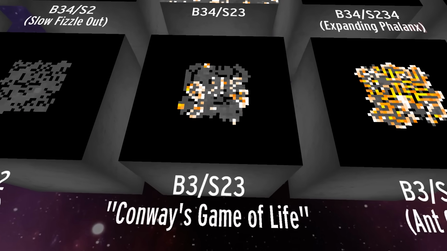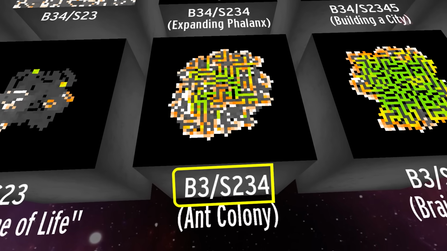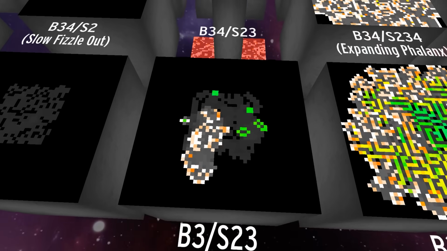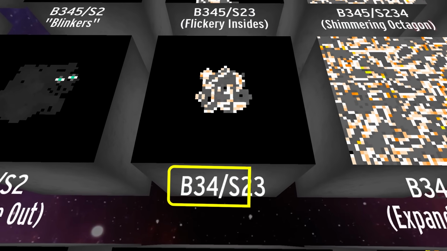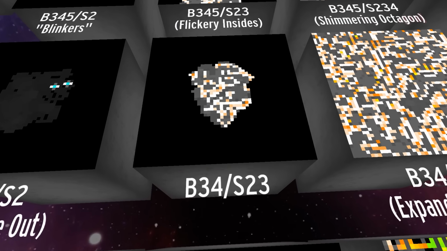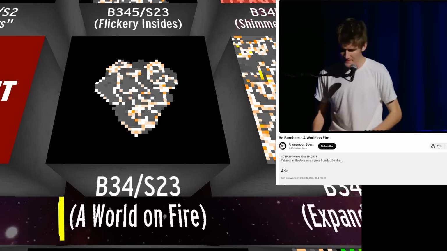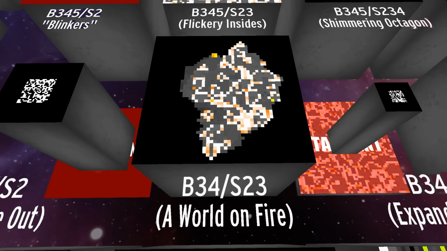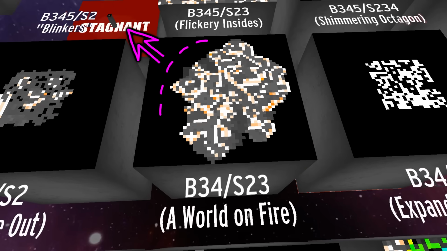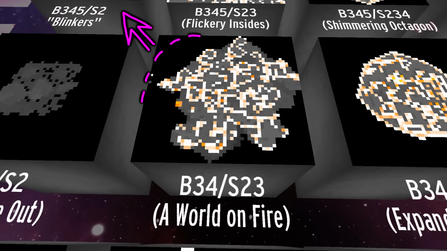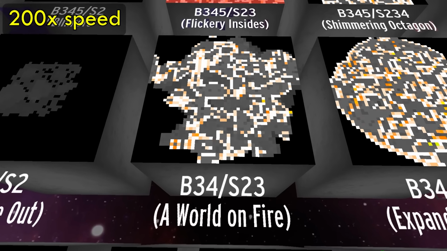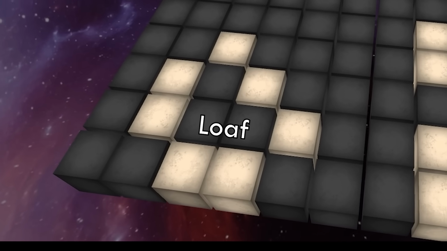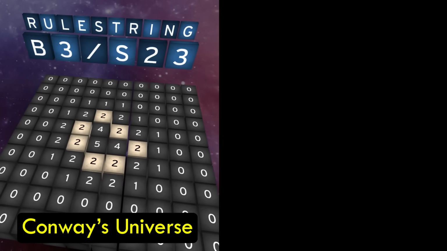If ant colony life is what we get when we expand the survival conditions up by 1, then what happens if we expand the birth conditions up by 1, meaning B34S23? Well, welcome to a world on fire. Life in this universe expands at about the same rate as the ant colony, but this time, it just cannot settle down. To see why, recall the loaf, that still life from Conway's universe we looked at.